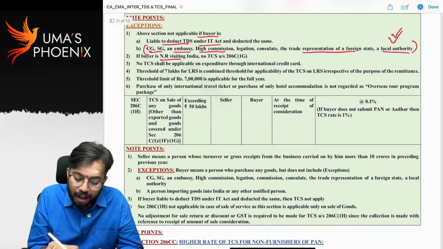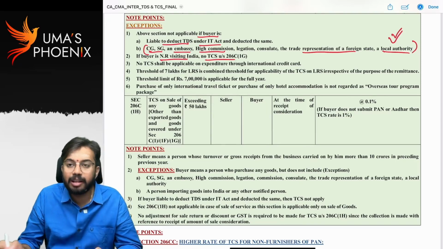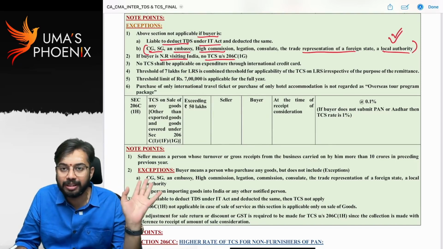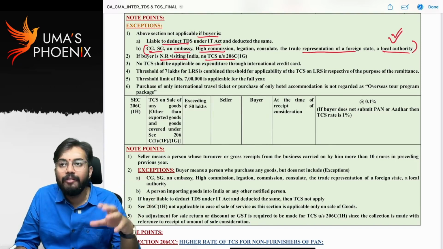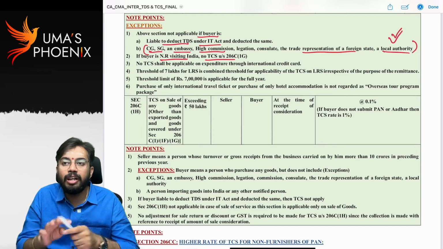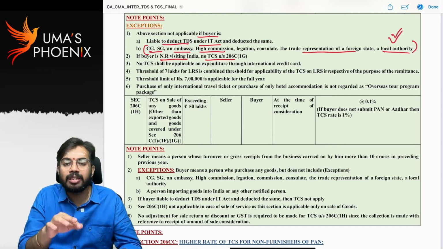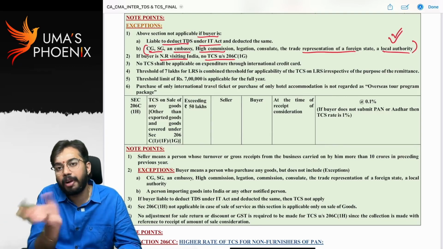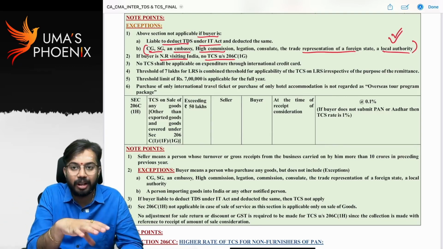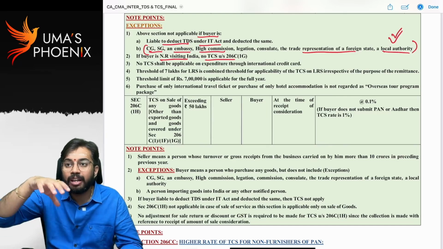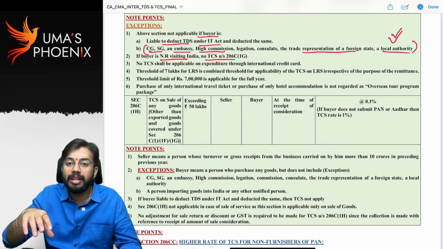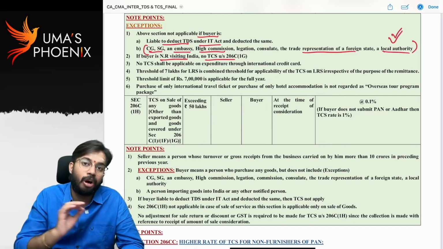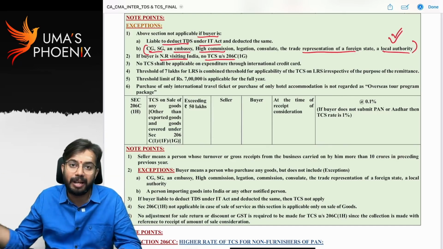If the buyer is a non-resident visiting India, no TCS. My friend has been staying outside India in the USA for the last 10 years. He came to India and converted dollars into rupees. When he wants to take money from India, he converts rupees into dollars. So whenever a non-resident who is visiting India converts money from rupees to dollars and remits money outside India through an authorized dealer, no TCS will be collected.